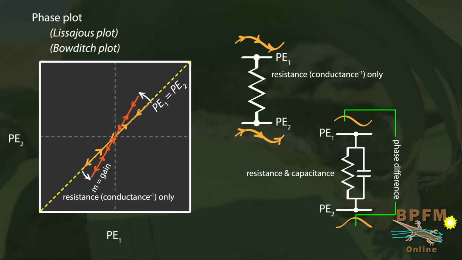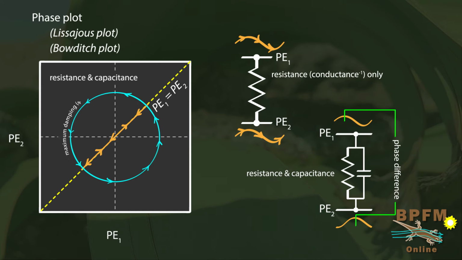When there is a storage capacity, there's a phase shift, and this gives you a very different looking phase plot. The phase shift can be at most 90 degrees. Now, the phase plot is no longer a straight line, but is now a circle. I've put little arrows in here to indicate that this is continually varying. The arrows could, in fact, go the other way, but we won't deal with that complication here.